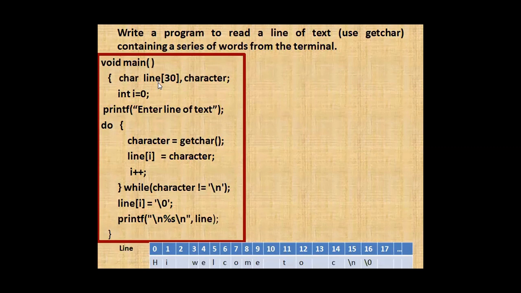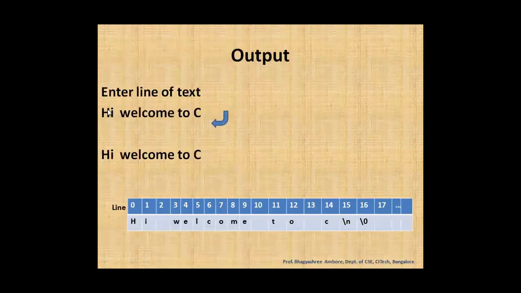Here we want to read a line of text. One character variable I have taken, and for looping purposes I have taken i equals 0. Printf: enter the line of text. It is asking me to enter a line of text. I will enter "Hi, welcome to C" and press the enter key. The output will be "Hi, welcome to C."